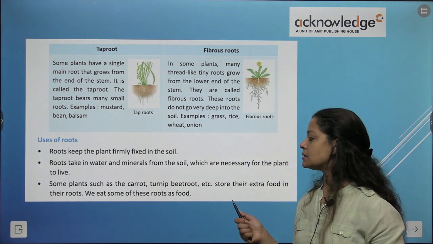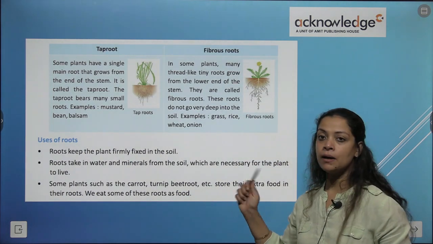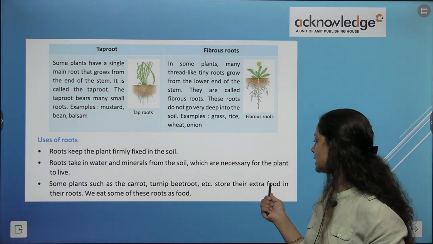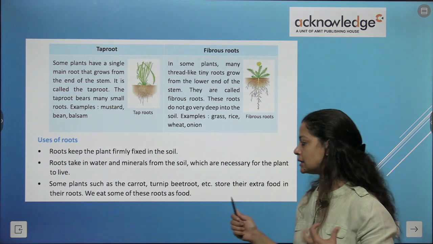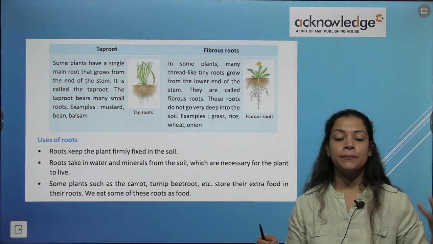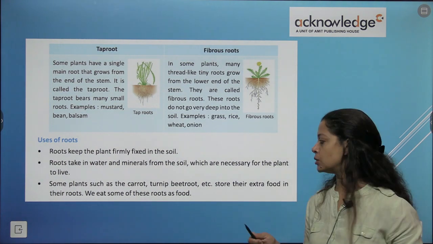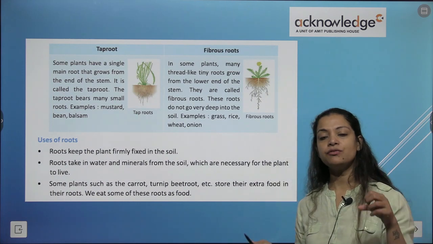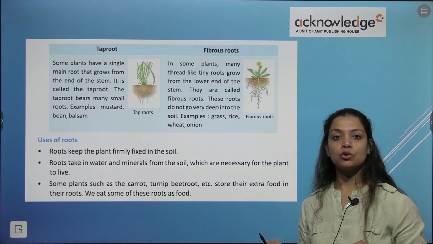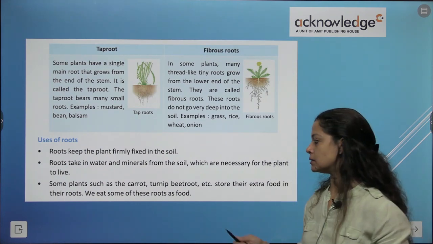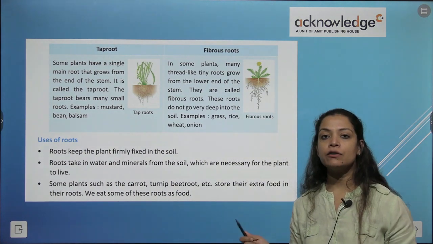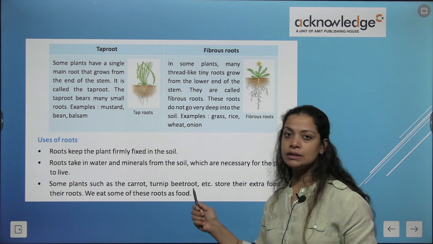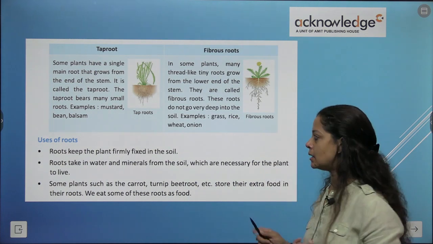Then some plants such as carrot, turnip, beetroot, इनमें क्या होते हैं? They store their extra food in the root. So ये जो चीजें आप खाते हैं in our salads like carrot, radish, beetroot, turnip, उनमें extra food उनके root में ही stored होता है which is consumed by us. So we eat some of these roots. अगर आपसे पूछा जाए what kind of roots do we eat, so you have to tell these names: carrot, turnip and beetroot.